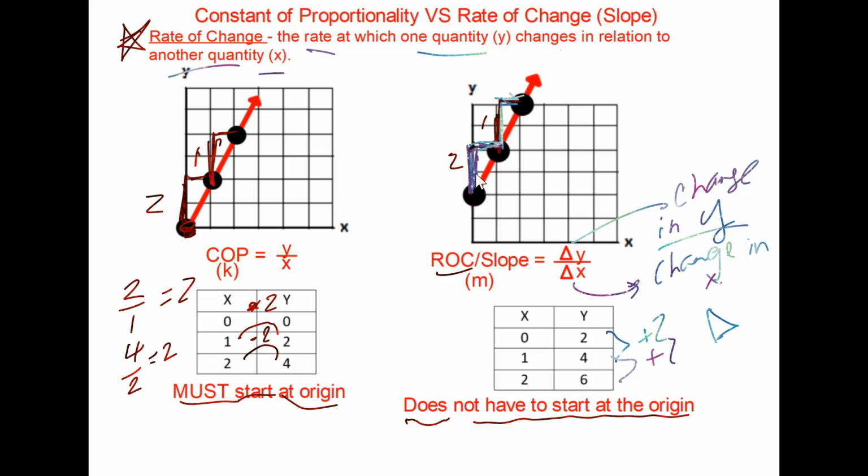But the y's are changing by doing what? Adding 2 each time. How are the x's changing? Well, 0 becomes 1 by adding 1. 1 becomes 2 by adding 1. So what's the change in y? The change in y is a positive 2 over the change in x, which is a positive 1.